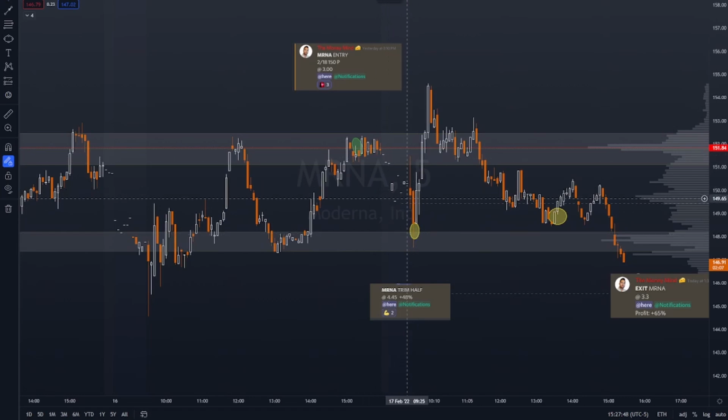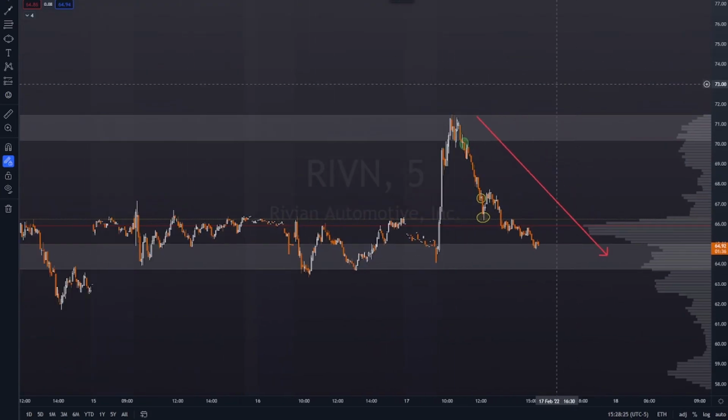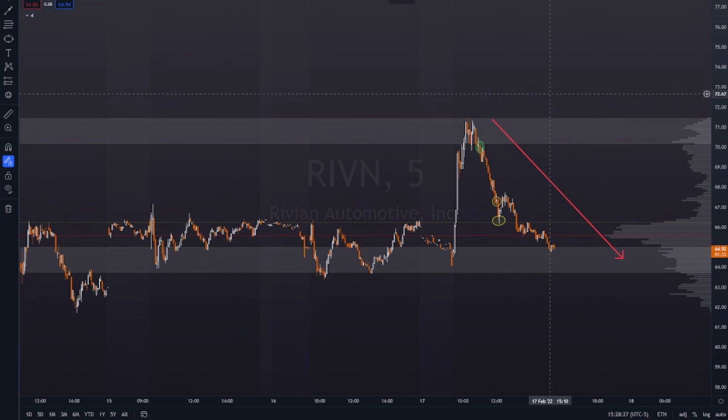These contracts basically opened up 50% in the first 5 to 10 minutes of trading, back into this pocket where we were looking to take our profits. Again, a very simple example of supply being distributed, and you've got a very nice dump from 152 down to 147. Another fantastic example that we executed on was Rivian.